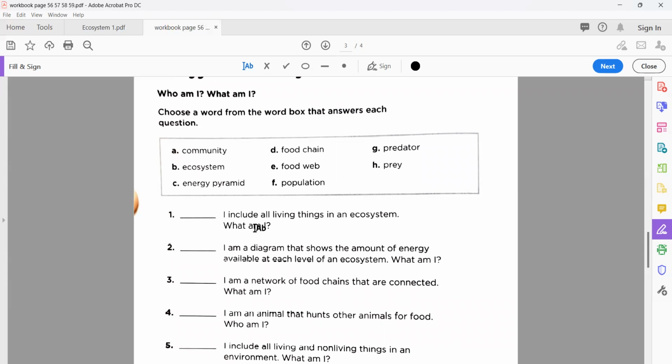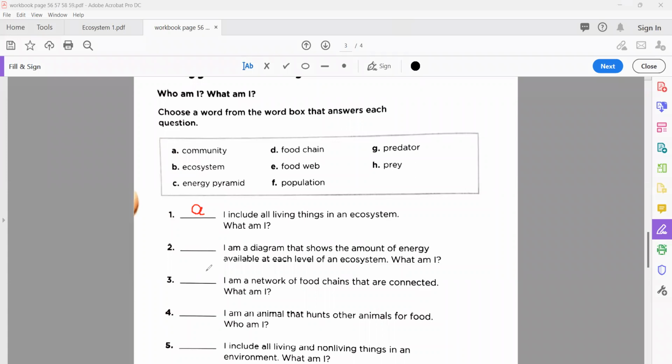I include all living things in an ecosystem. What am I? So the best option is here, as you know. Yes, community. Very good. For the community, what are we going to choose? The option here is A.